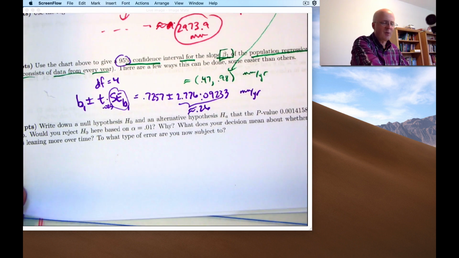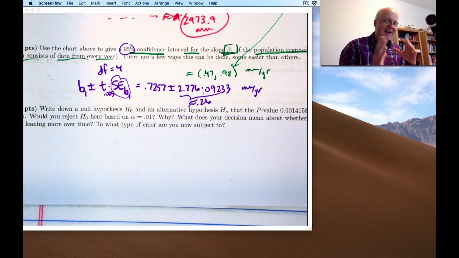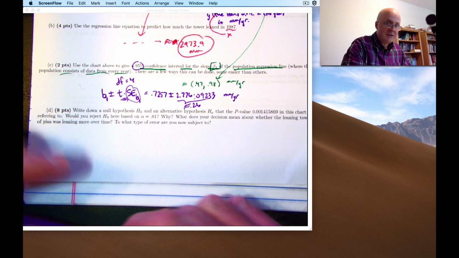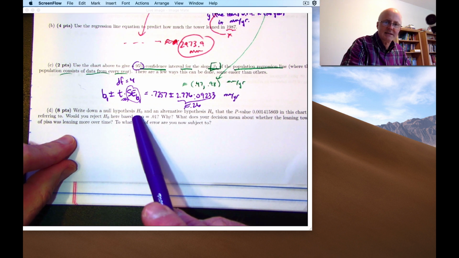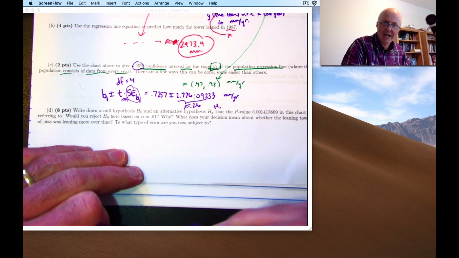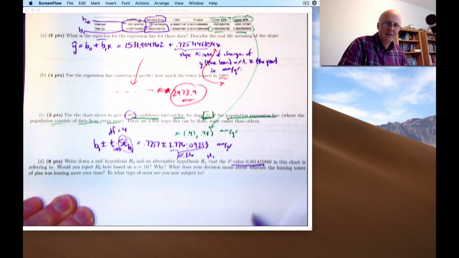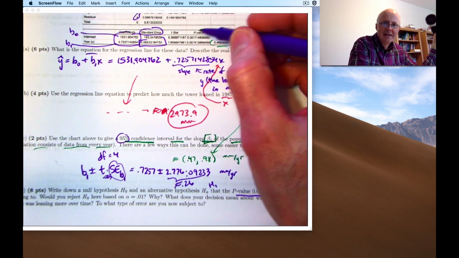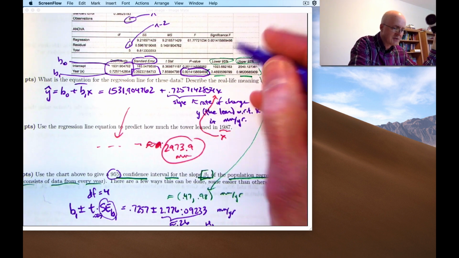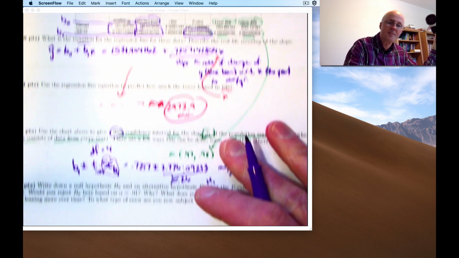Part D, we're doing hypothesis testing. So this is statistical inference. Again, this is not really the most ideal setting to do this in. This is especially fishy. But let's go ahead and do it anyway. Write down a null hypothesis, H0, and an alternative hypothesis, HA, often called H1 instead of HA, that the p-value, this small p-value in the chart, is referring to. Where is that p-value? It's right here. It's also right here. It's in 2 spots, and that will happen with simple linear regression. I'll explain that later.